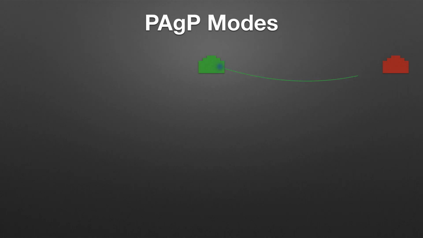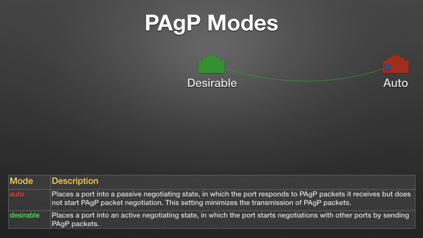PAgP Modes. PAgP modes specify whether a port can send PAgP packets, which start PAgP negotiations, or only respond to PAgP packets received. EtherChannel PAgP modes. Auto places a port into a passive negotiating state, in which the port responds to PAgP packets it receives but does not start PAgP packet negotiation. This setting minimizes the transmission of PAgP packets.